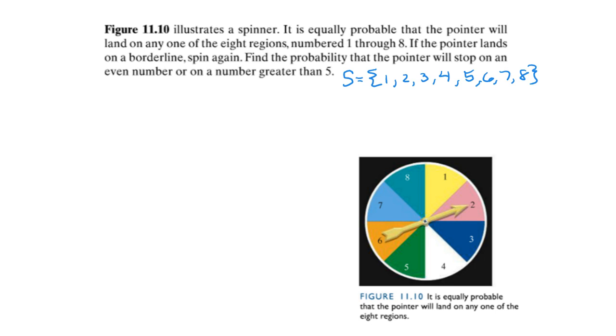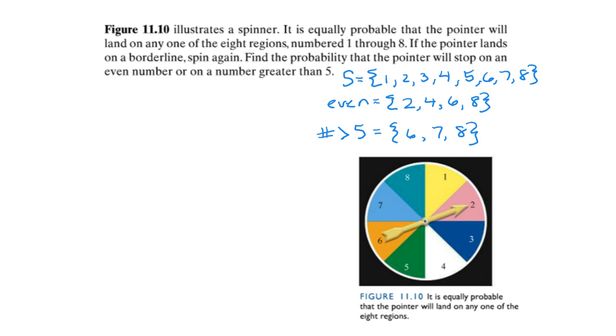All right, then we're talking about the probability of even numbers. So if I want to look for even numbers, my even numbers in that set are going to be 2, 4, 6, and 8. And then a number greater than 5. So the numbers that are greater than 5 would be 6, 7, and 8. All right, just defining what my sets would look like.